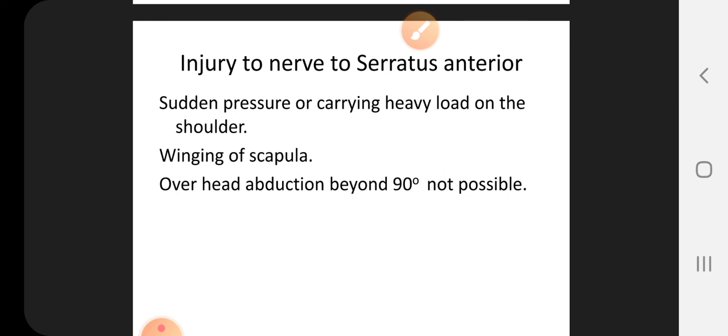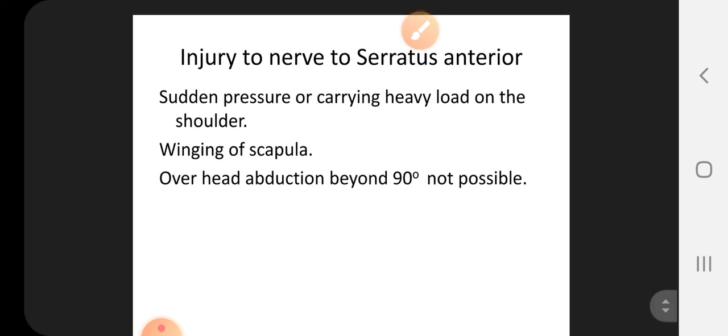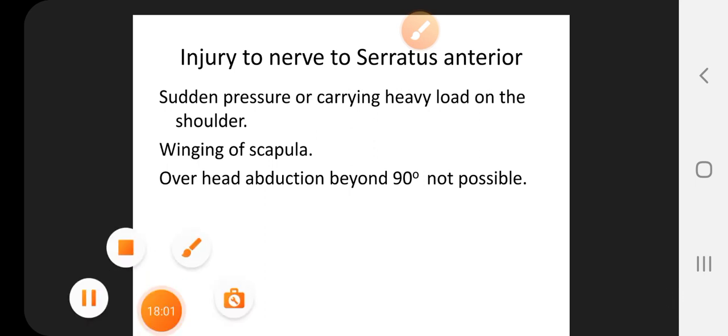The other important applied anatomy is injury to serratus anterior. Sudden pressure or carrying heavy load on the shoulders causes winging of scapula. In this, overhead abduction beyond 90 degrees will not be possible. So this finishes brachial plexus.